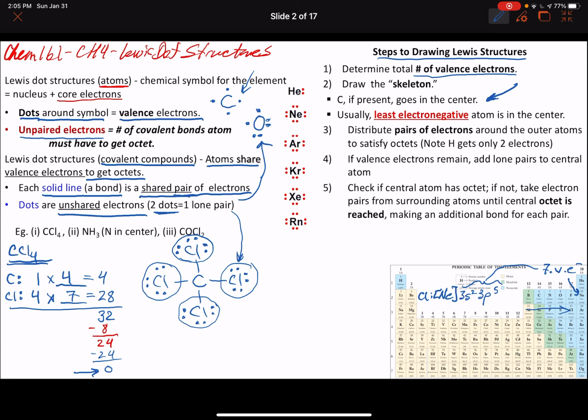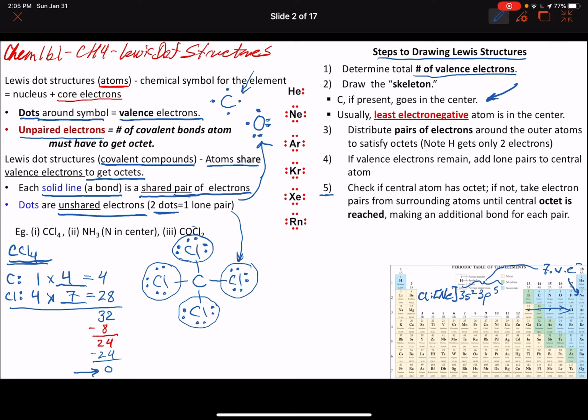Okay, at this point we do have to look carefully at rule number 5. Check if the central atom has an octet. So we look at that carbon carefully. How many electrons are around it? We have 4 lines. Each of those lines counts as 2 electrons. So we have 8 electrons around that central carbon. That is an octet. If that weren't the case, we would consider borrowing a pair of electrons from a neighboring element to establish multiple bonding. We'll show that in the last example on screen here.